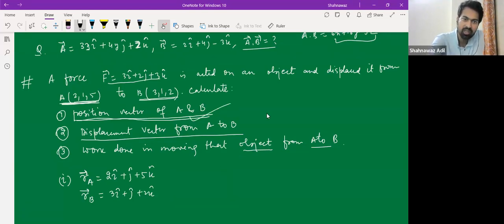Now Akib will tell me about the second question. So what is the displacement vector? Akib, displacement vector, how much will that be? So we have to subtract both of them. Yes. So which one from which one?